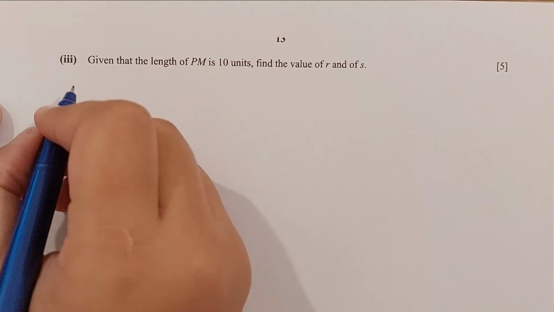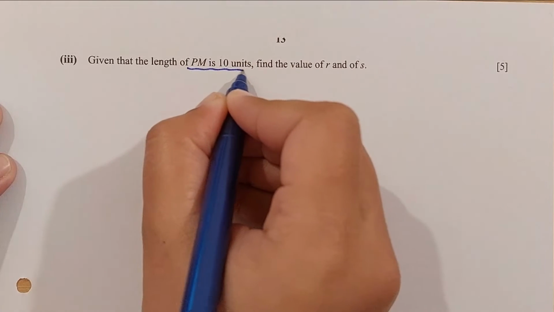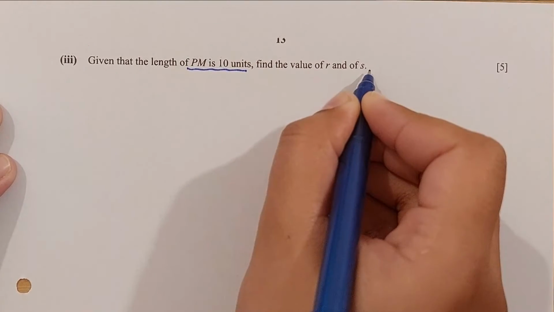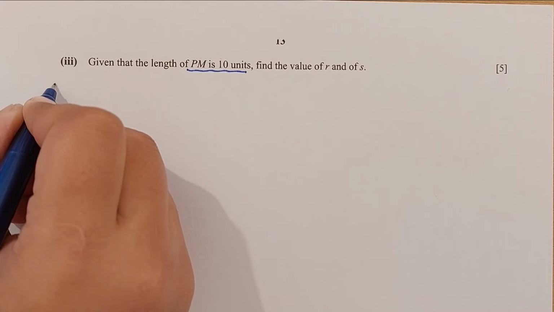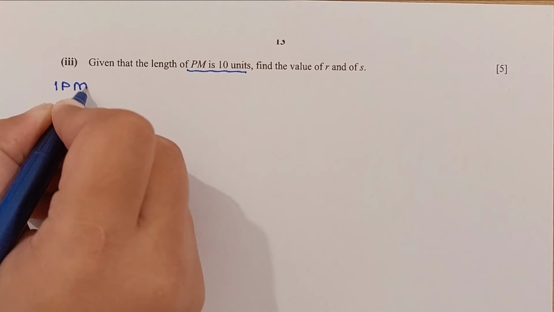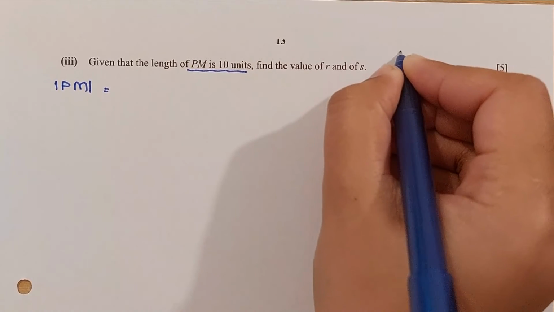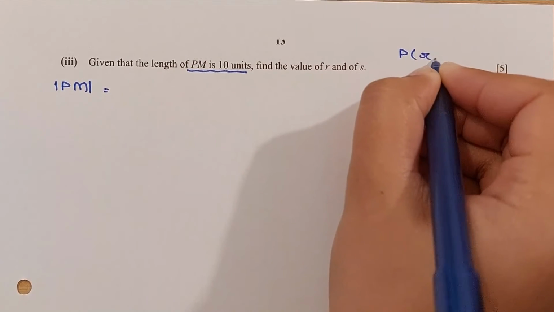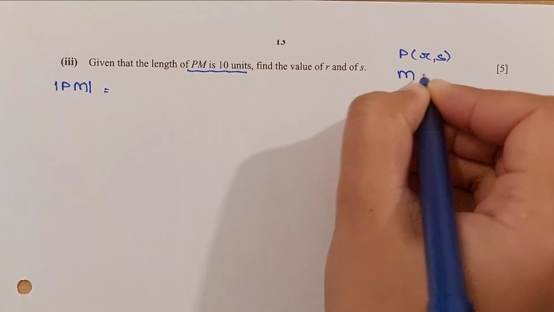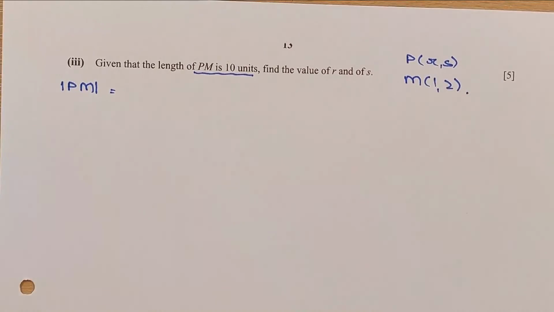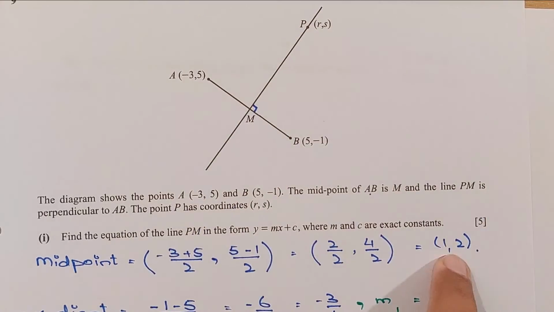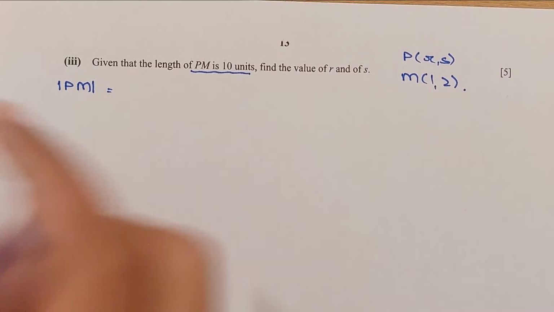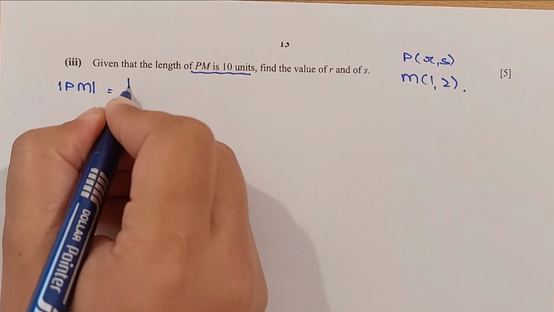Now for part 3, given that the length of PM is 10 units, find the value of r and of s. So the length of PM is 10 units, which means the magnitude of PM. The coordinates of P are (r, s), and the coordinates of M are (1, 2). Let me double check. Right, we have (r, s) and (1, 2).